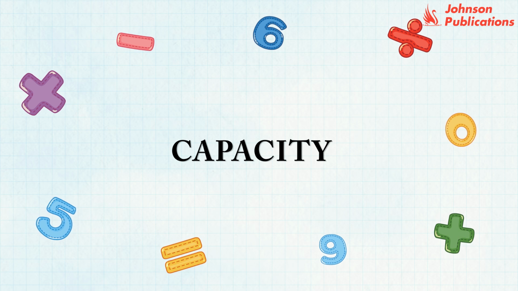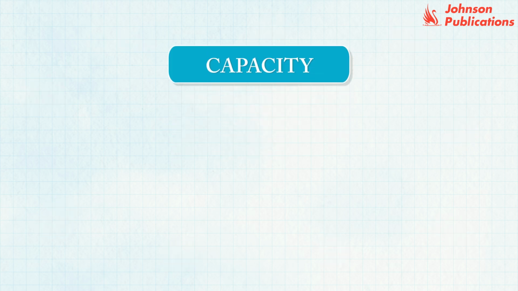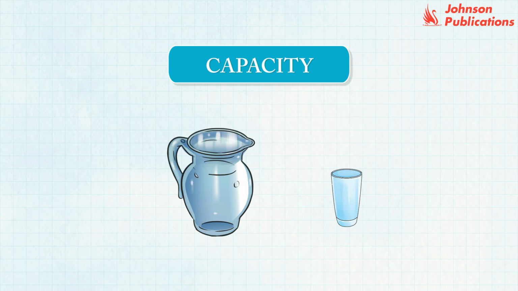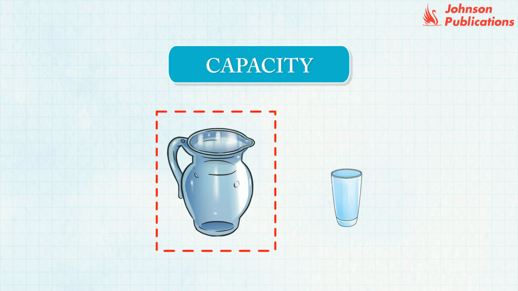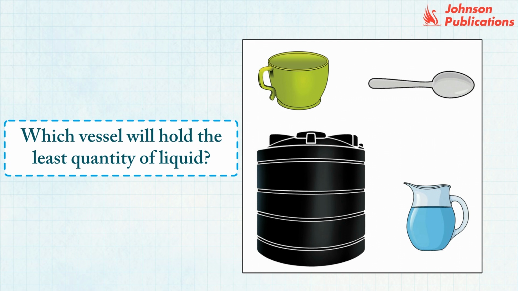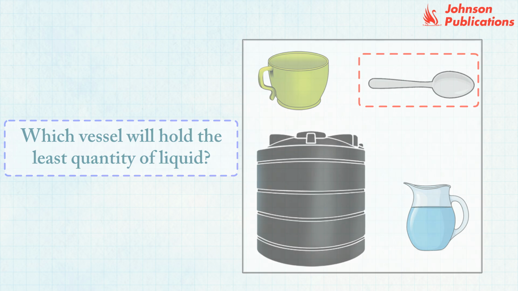Capacity. Capacity is the amount of liquid a container can hold. A jug can hold more water than a glass. So, the capacity of a jug is more than a glass. Now, look at the vessels shown here. The capacity of the water tank is the biggest as it is bigger in size. A spoon can hold the least quantity of water as it is the smallest in size.